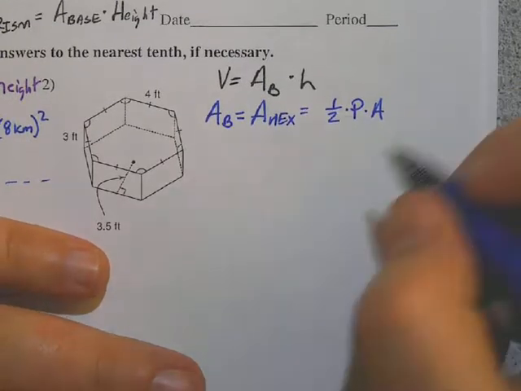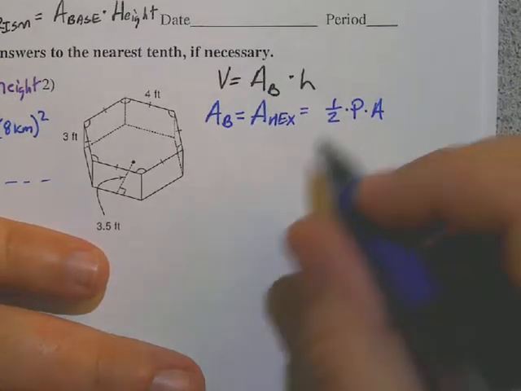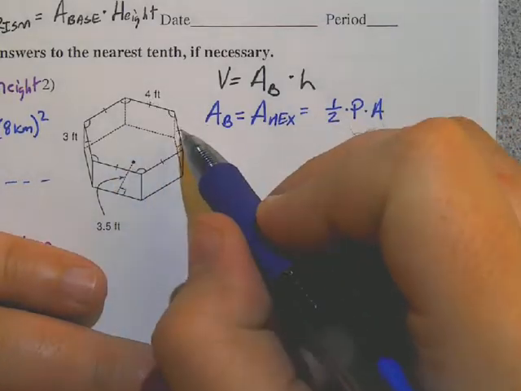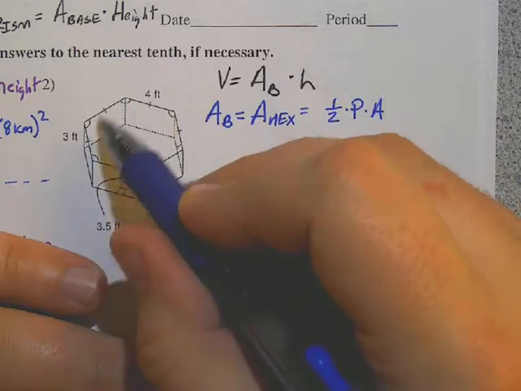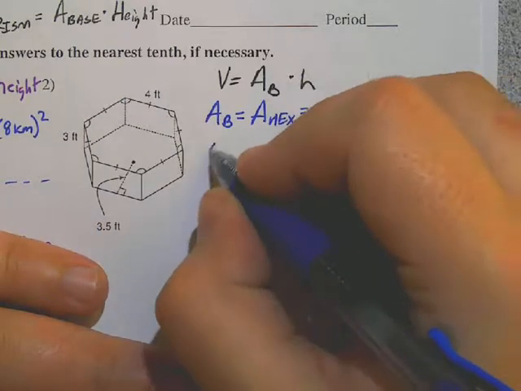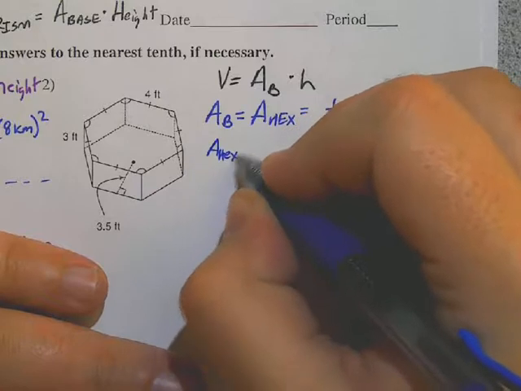1/2 perimeter times apothem. And that's the new one we've been using. And the perimeter of this, since this is a regular object, they said this is 4 feet. Well, this is regular, which means these are all congruent. So that's 4, 4, 4, 4, and 4.